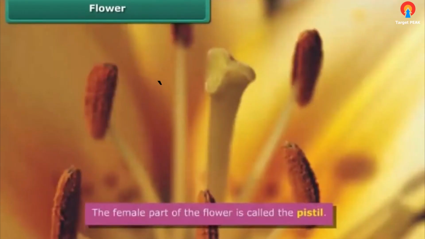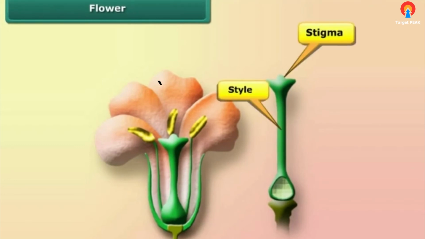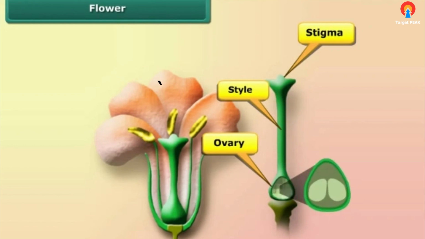The female part of the flower is called the pistil. It is the innermost part of the flower. The pistil has three parts: stigma, style, and ovary. The stigma is the sticky surface at the top of the pistil. It traps and holds the pollen. The style is a tube-like structure that holds up the stigma. The style leads down to the ovary that contains the ovules.